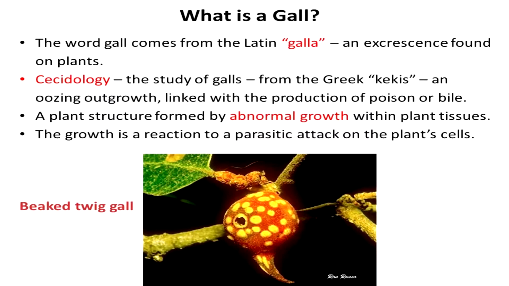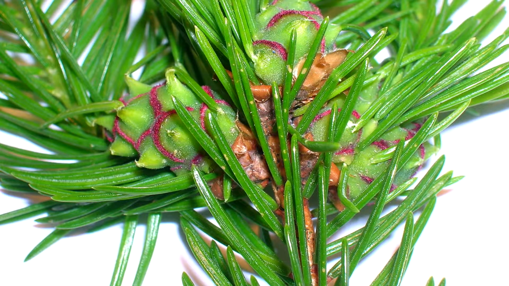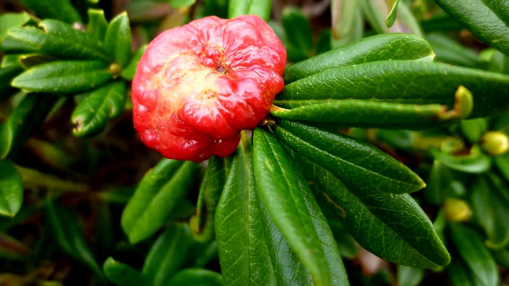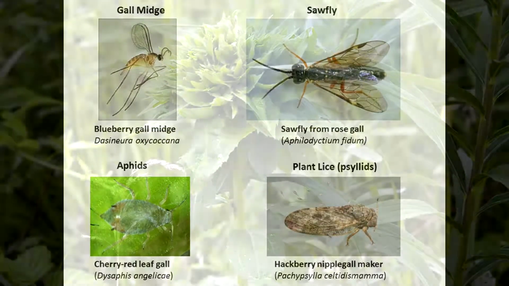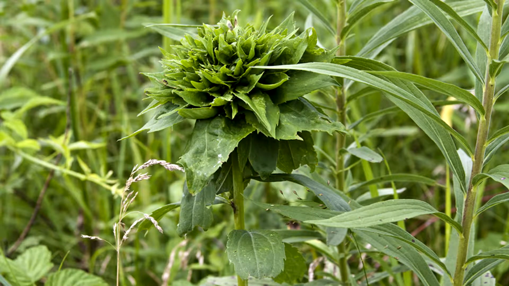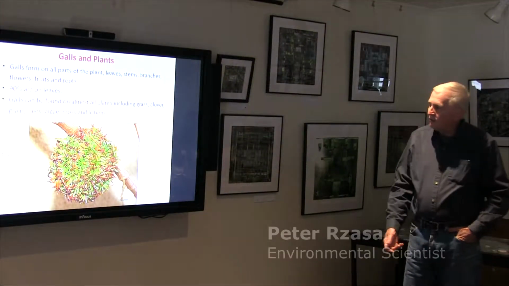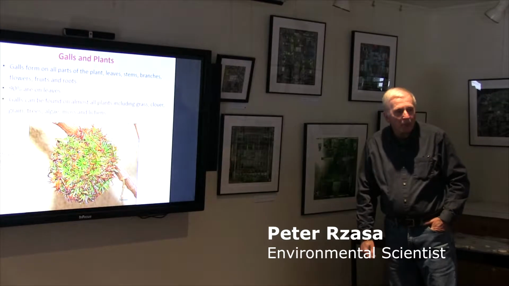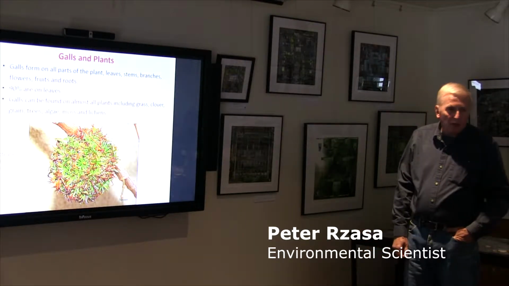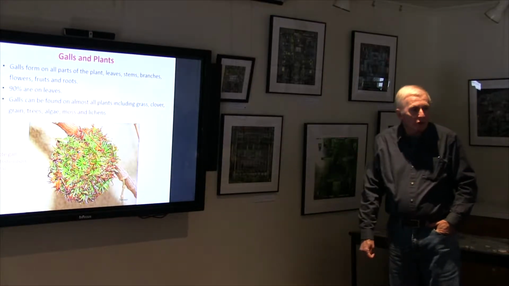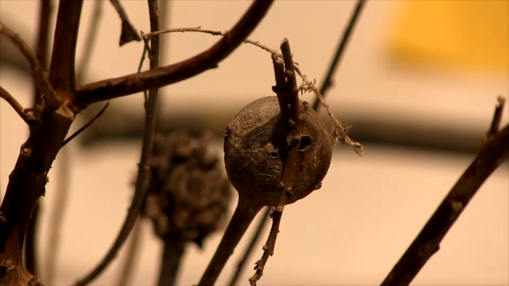Who could produce such a variety of strange, sometimes scary, even stunningly beautiful forms on plants? Insects, mites, bacteria, viruses, and fungi are the artists in residence. Galls can be found on any part of the plant's tissue. They can be found on the leaves, stems, branches, flowers, fruits, and roots. Let's take a look at a gall found on a stalk of goldenrod.